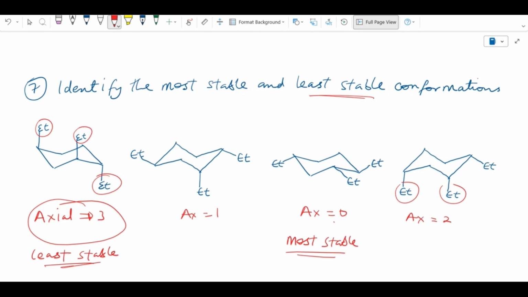In other words, for the conformation to be more stable, it needs to have more bulky groups in equatorial position. So based on that, we'll say that this has all of its ethyl groups or bulky groups in equatorial position. Therefore, it will be the most stable, whereas this one has no bulky group or ethyl group in equatorial position. So it will be the least stable.